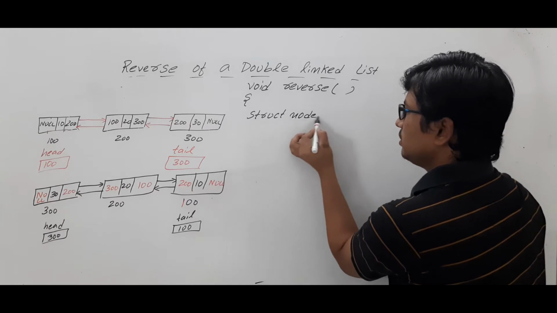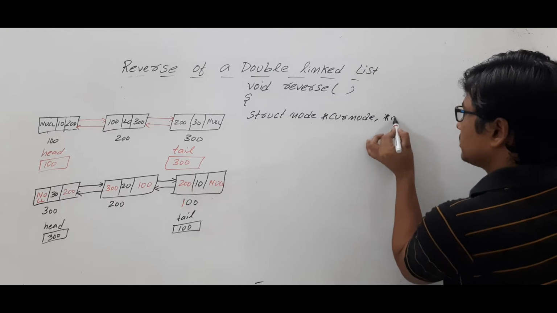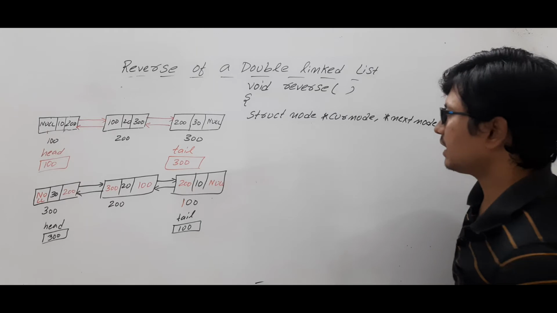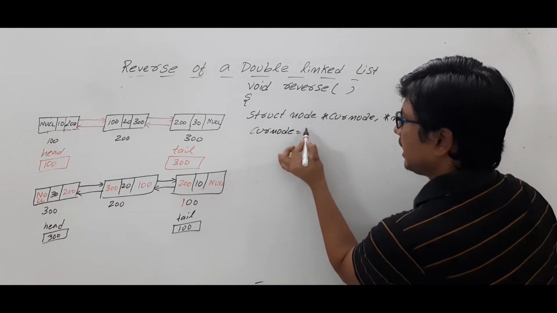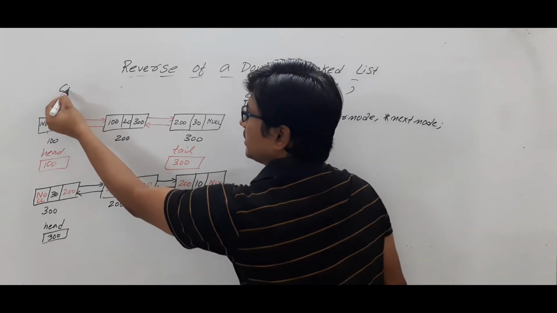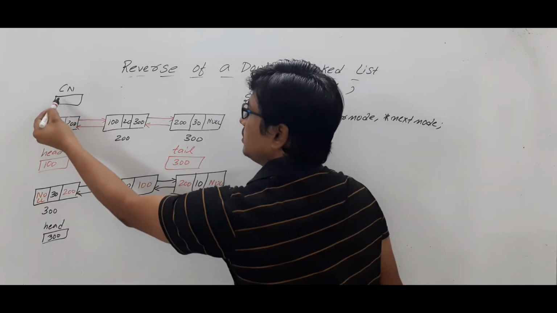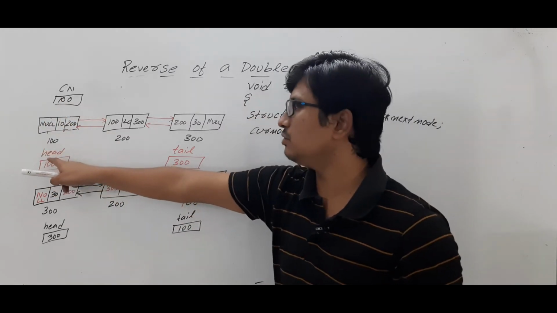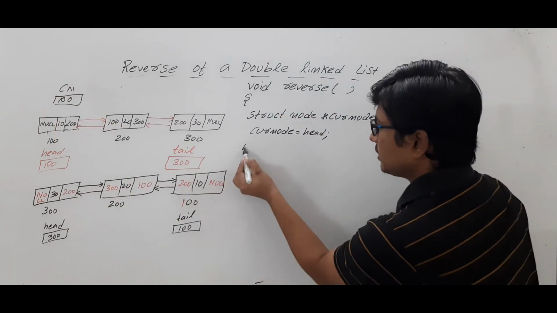Now we need two pointers of struct node. So struct node current node and next node. Then what I will write is that current node is equal to head. So the current node is a pointer. Let me write it as Cn for simplicity, which is having the address of the head. So this means that the value which is there in the head will come in the current node. Now I am writing the logic.